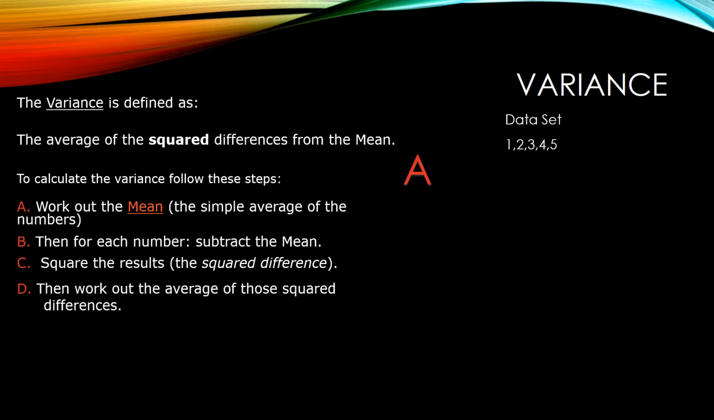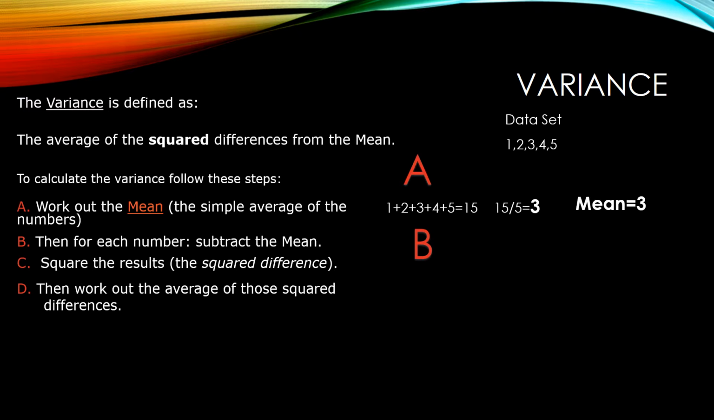So step A, we're going to work out the mean, the average of those numbers. We know how to do that. We're just going to add them all together and get 15. And then we're going to divide it by 5 because there are 5 examples there. So our mean is 3. Step A is already done.